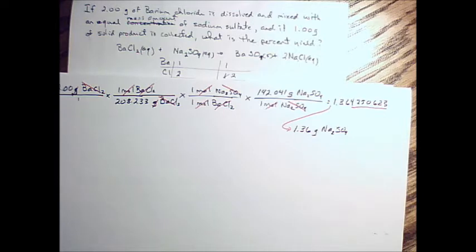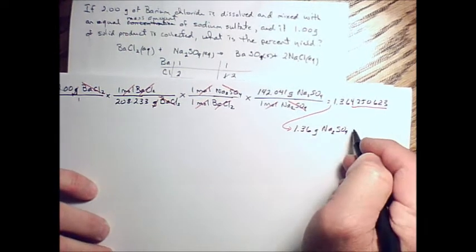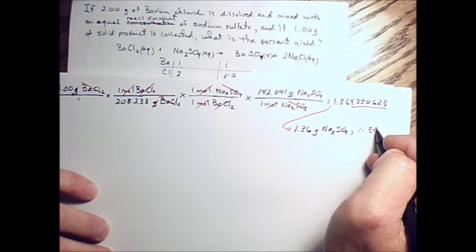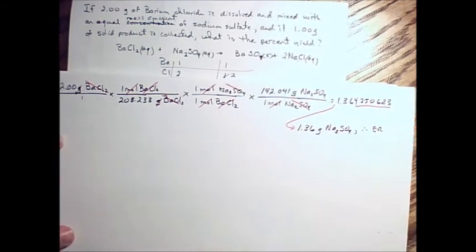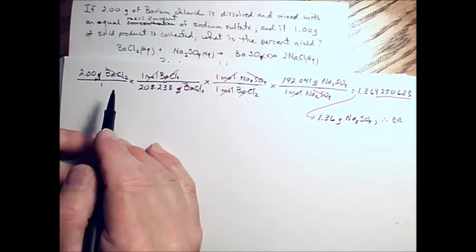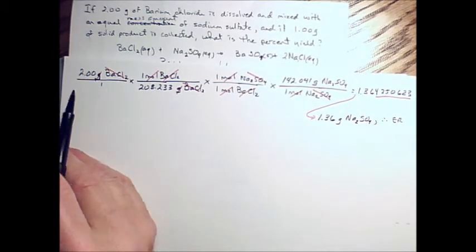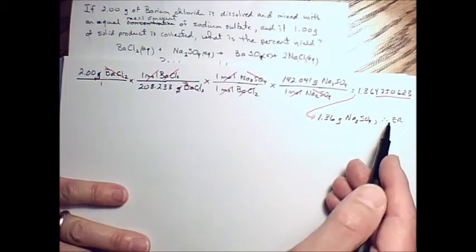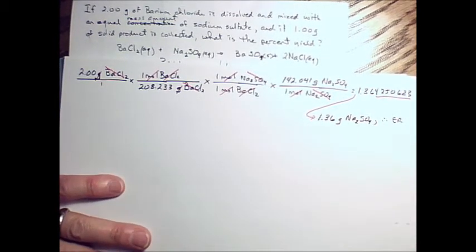So this is the excess reactant, and barium chloride is our limiting reactant. That's a little symbol that means therefore.